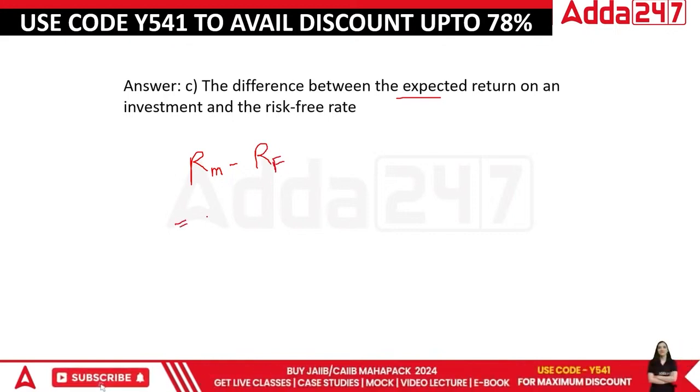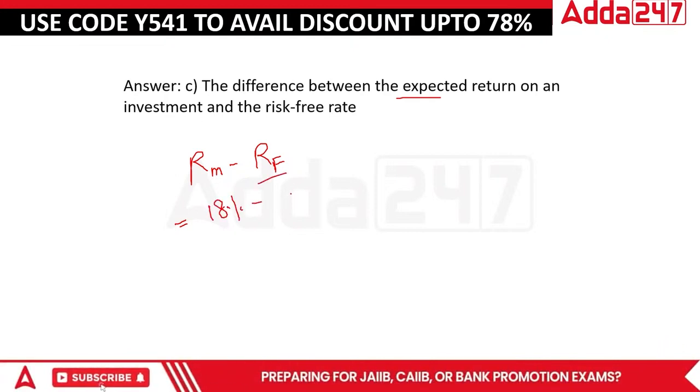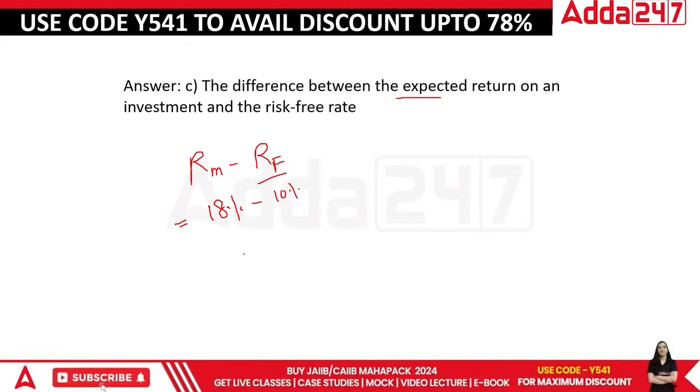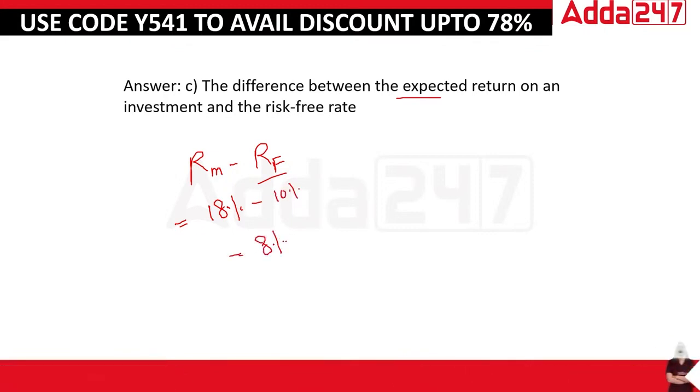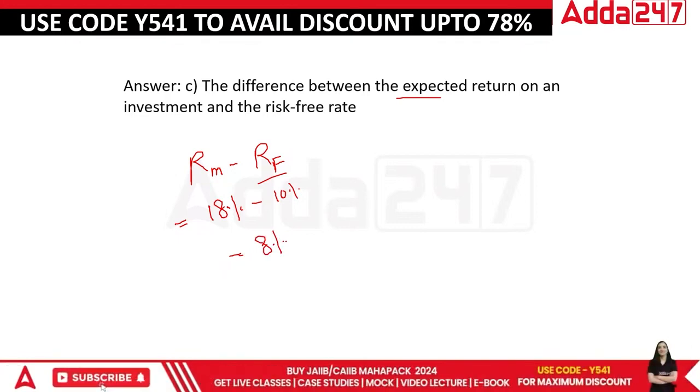That means if I say the rate of return is currently 18%, out of it the risk-free part, where there is no risk involved, is 10%. So that means if I take a risk, then I'm getting 8%. If I take a risk, then what would be the charges?